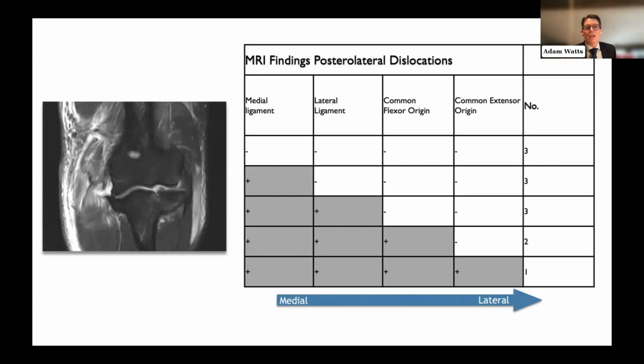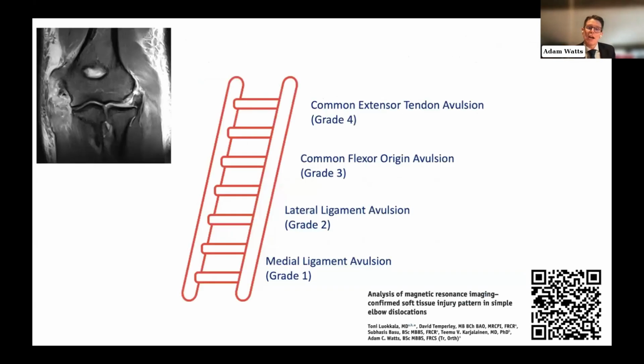And so we thought that maybe there's this injury ladder that we can describe for the extent of the soft tissue injury, and we can create a grading of simple elbow dislocations from those with isolated medial ligament injuries, grade 1, up to grade 4, with common extensor tendon avulsion. And what we learnt from our rugby players was actually the ones that probably need surgery are those that have grade 4 injuries. Grade 1, 2, and 3, you can almost certainly treat non-surgically, and that's certainly become my practice.